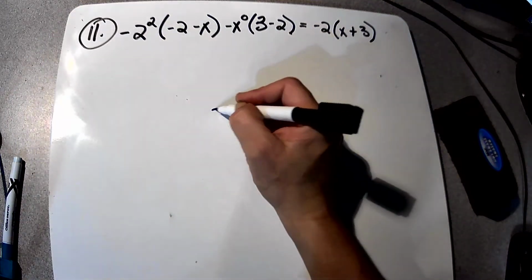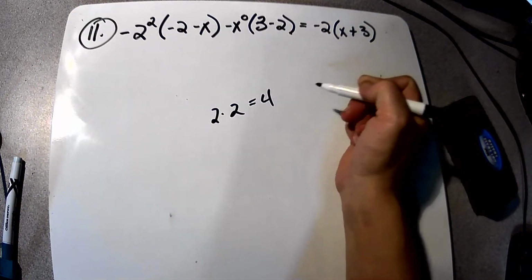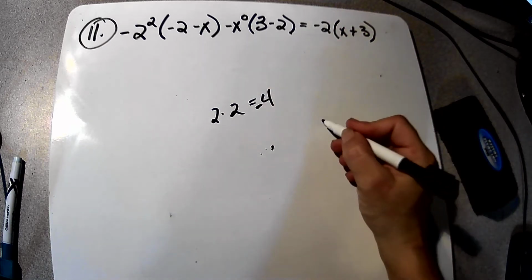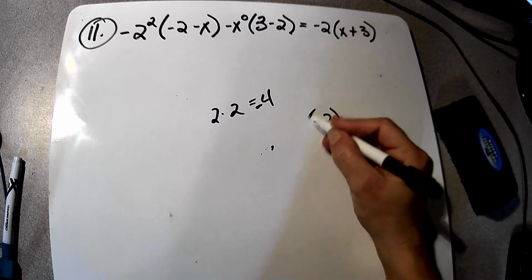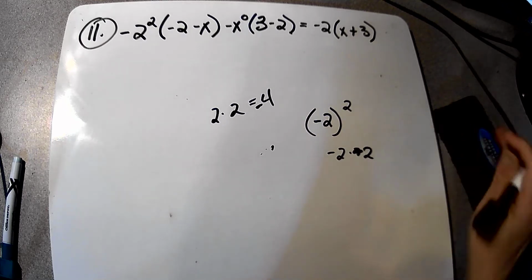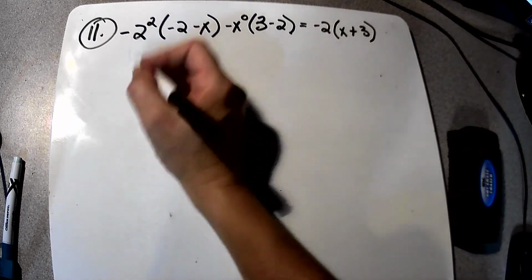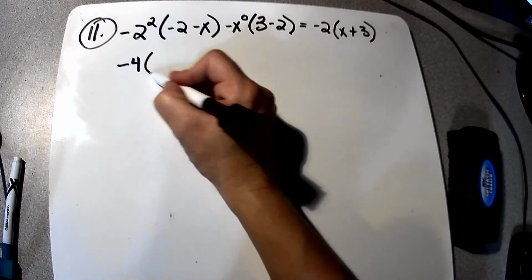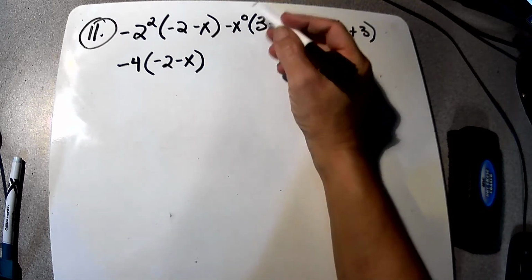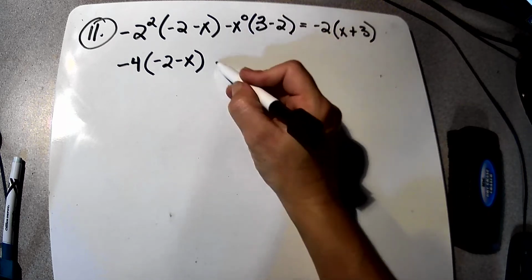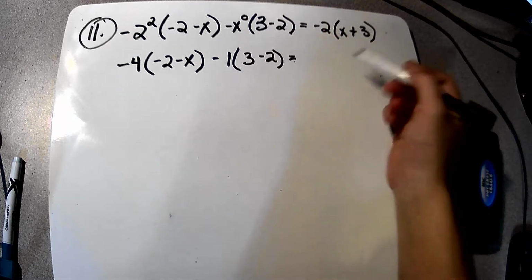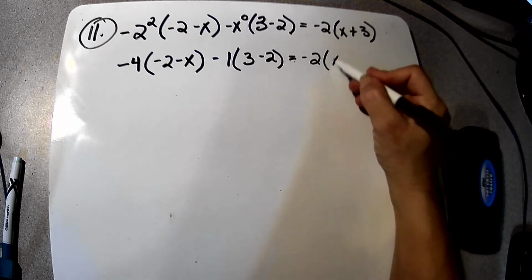So that means that it's 2 times 2 is 4, and then you put the negative on. You don't do negative 2 times negative 2. If it was negative 2 in parentheses squared, then you'd have to do negative 2 times negative 2, but this is not. Alright, so that means it's negative 4 times negative 2 minus x, and this x to the 0 will be 1, so minus 1 times 3 minus 2 equals negative 2 times x plus 3.